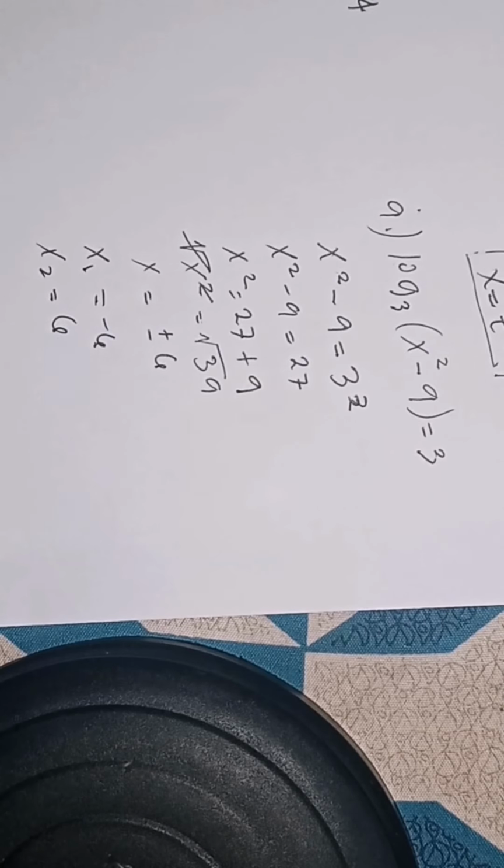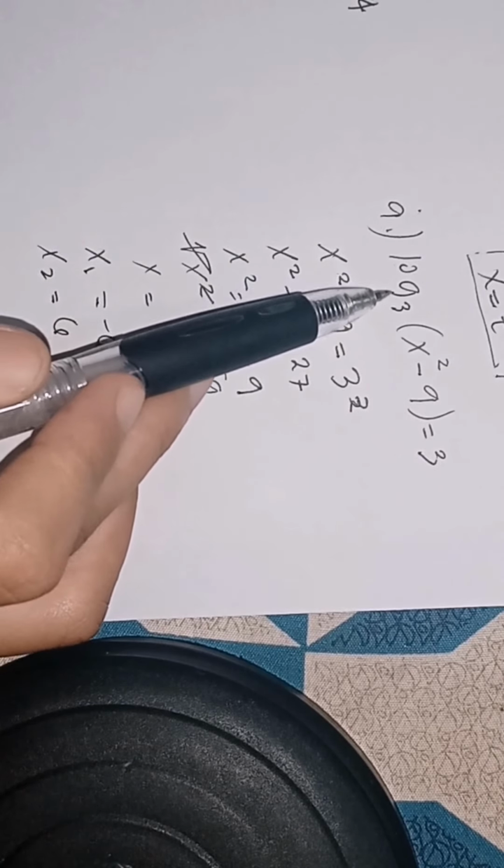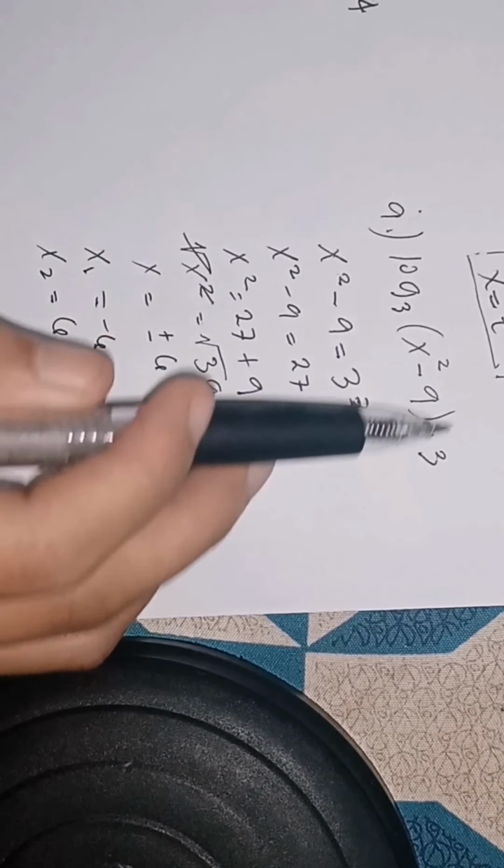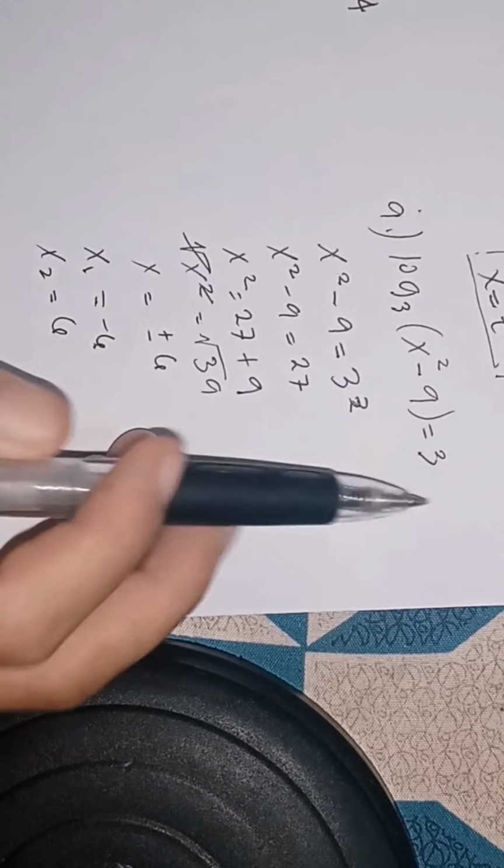So, problem number 9, we have logarithm with base 3 of the quantity x squared minus 9 equals 3.